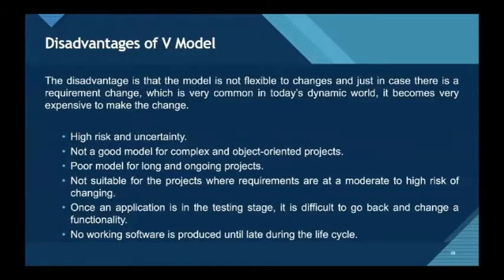So the disadvantages of the V model are high risk and uncertainty, not a good model for complex and object-oriented projects, poor model for long and ongoing projects, not suitable for the projects where requirements are at a moderate to high risk of changing. Once an application is in the testing stage, it is difficult to go back and change a functionality. No working software is produced until late during the life cycle.